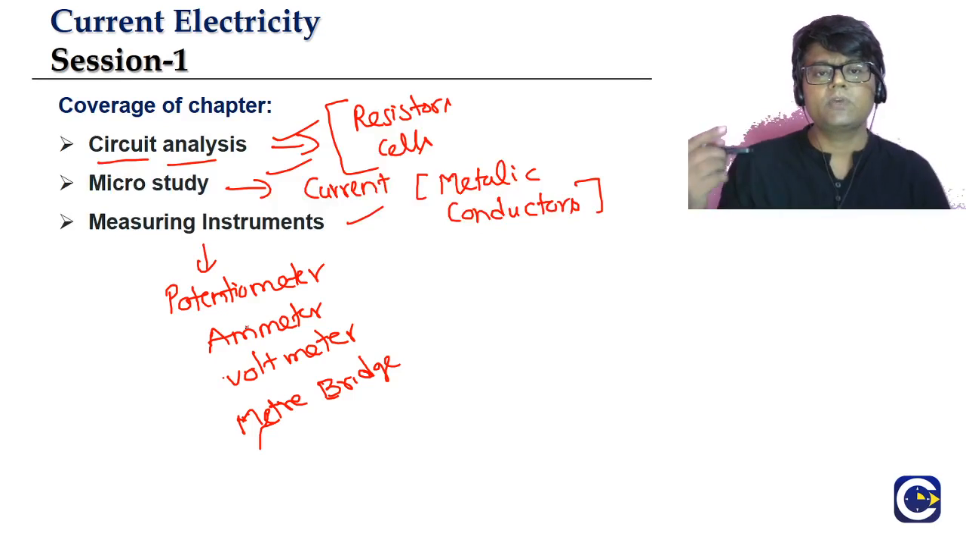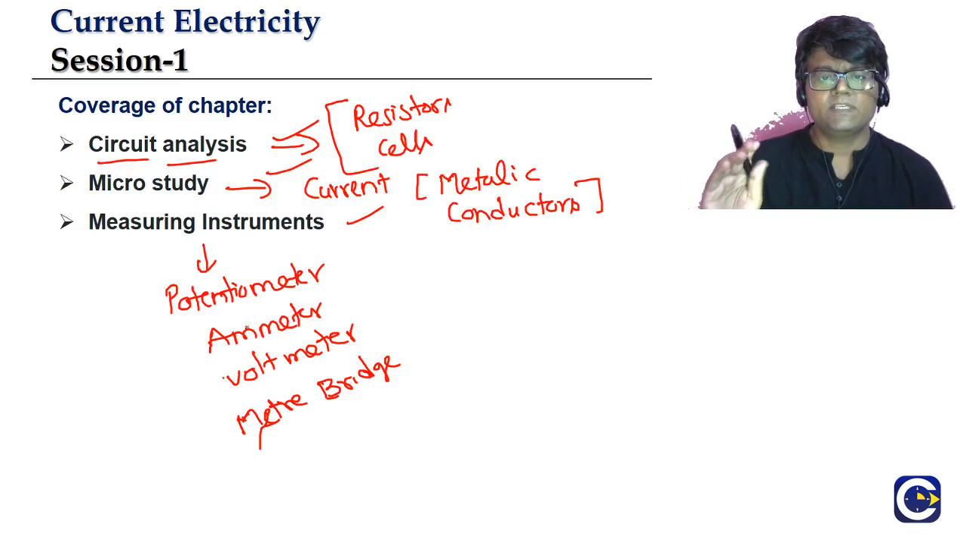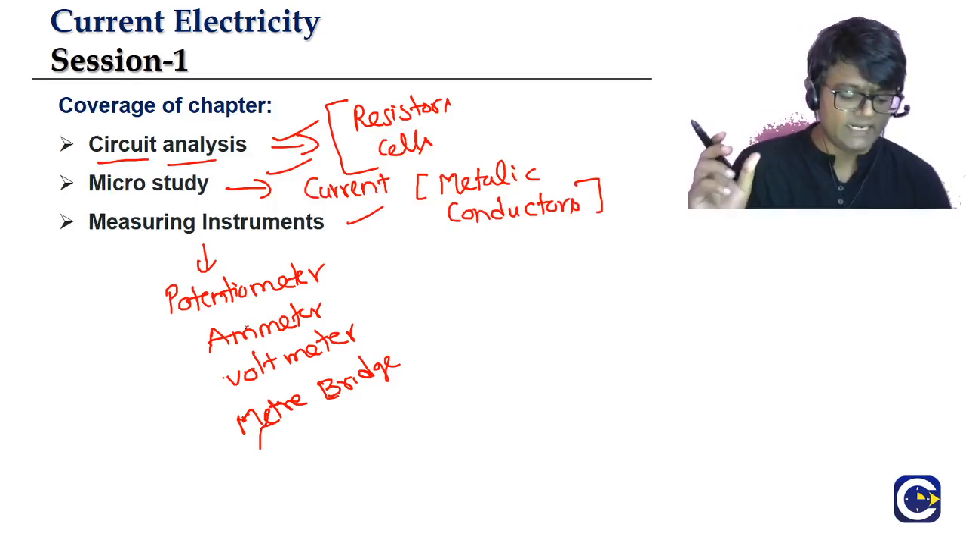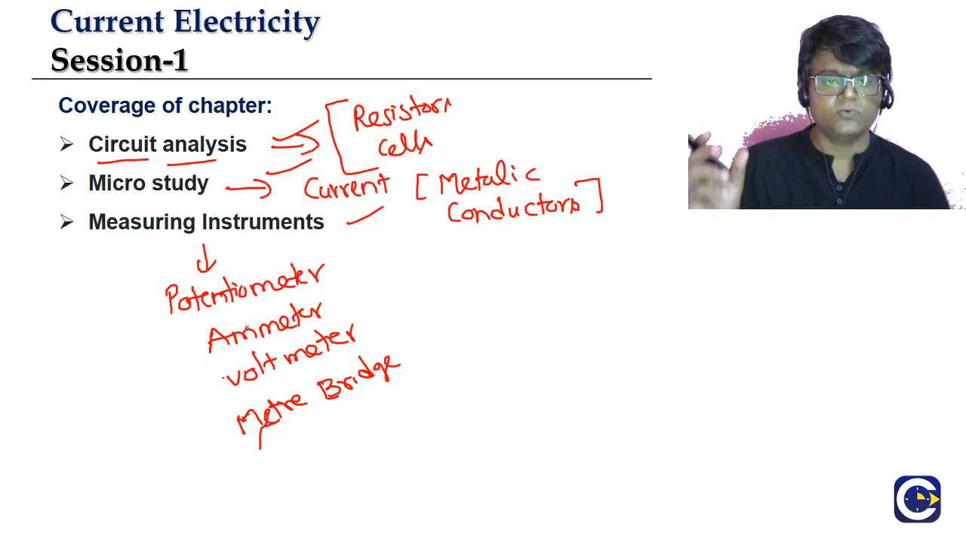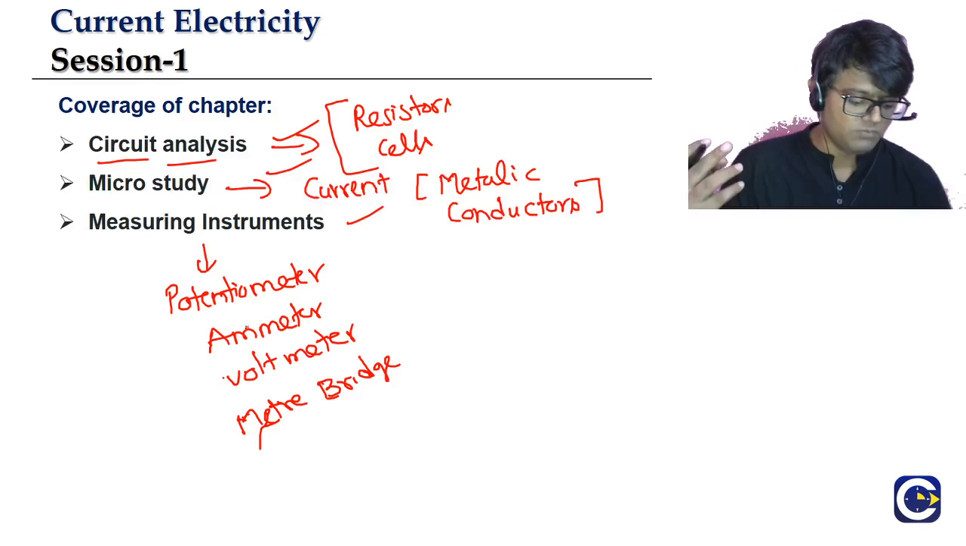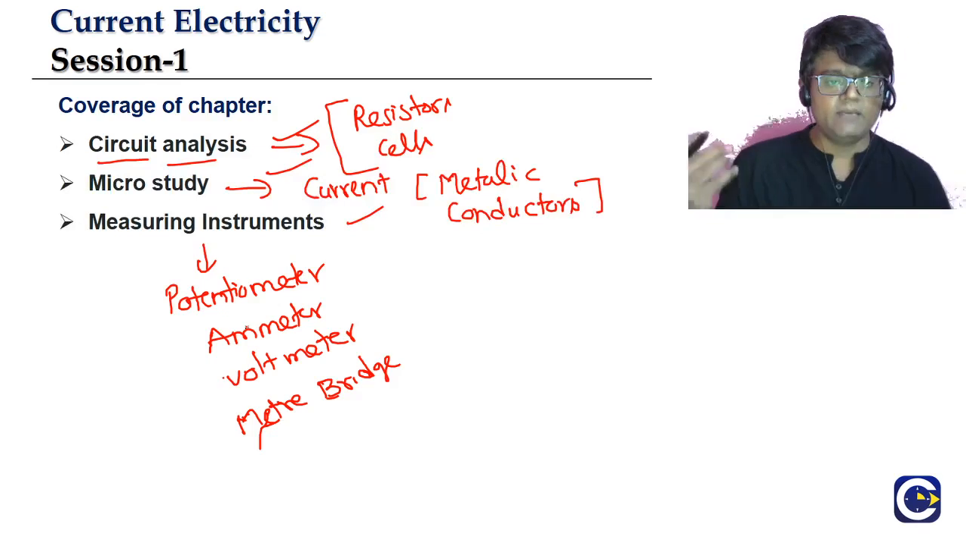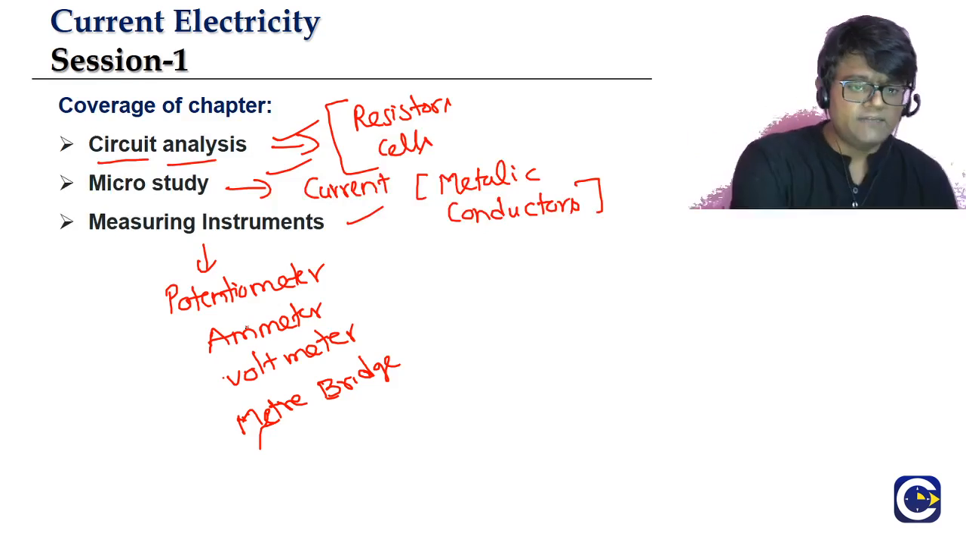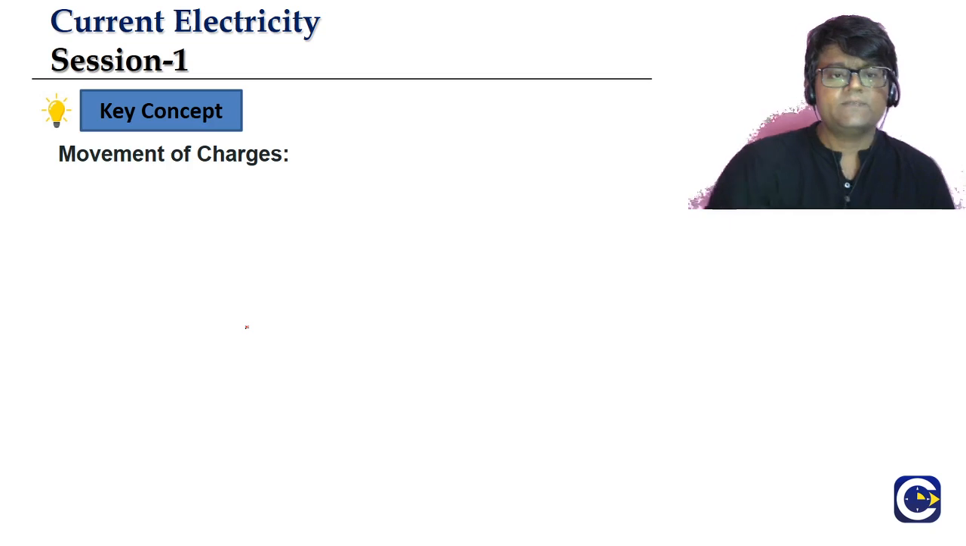We are going to be looking at the circuit analysis, which is the major part of the chapter. Then we look at some micro level analysis, which is going to be mostly theoretical, so we'll get questions based on theoretical analysis in this part. And of course we'll talk about the measuring instruments: the potentiometer, ammeter, voltmeter, and then the meter bridge. Okay, guys, we'll start with the session.